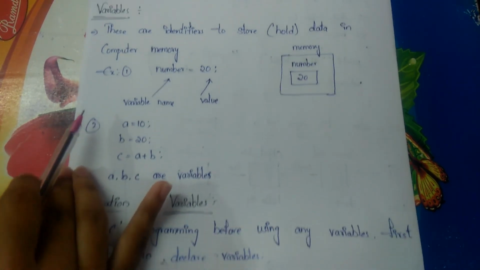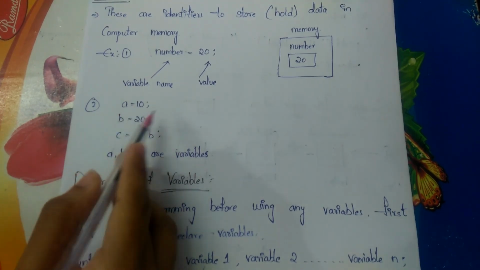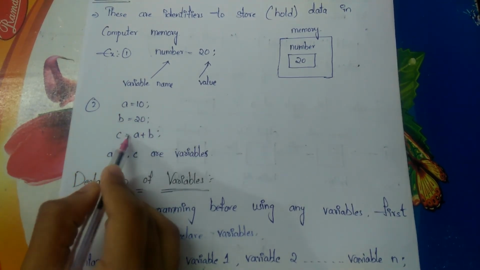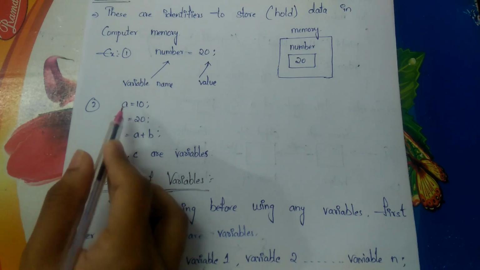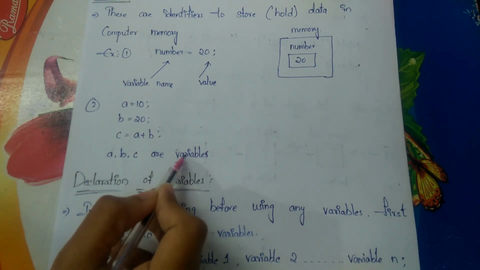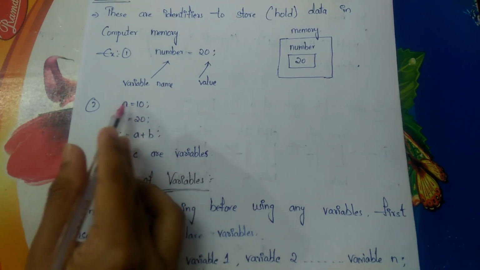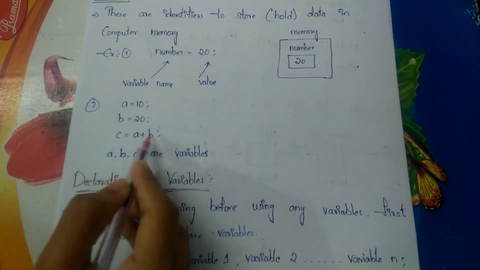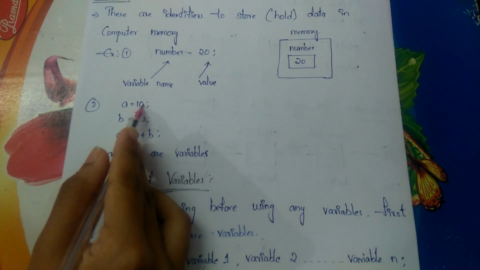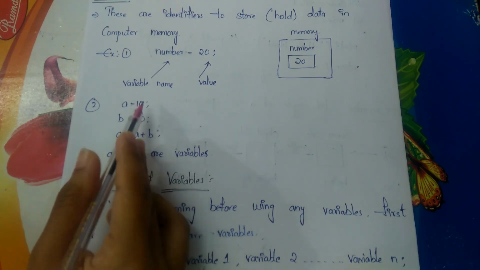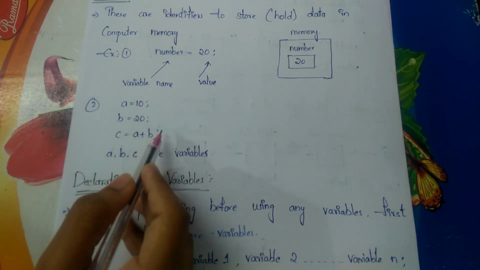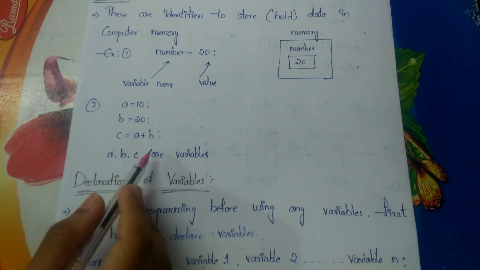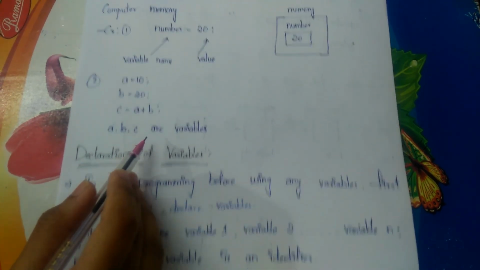And example 2: a equals 10, b equals 20 and c equals a plus b. So here a, b, c are the variables. We are assigning values to the variable names. Now 10, 20 and the final a plus b value, that is 10 plus 20, is 30. So 10, 20, 30 are the values. So this is about the variables.